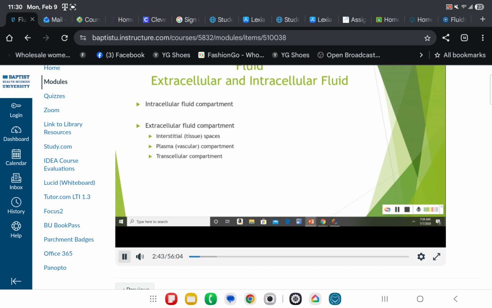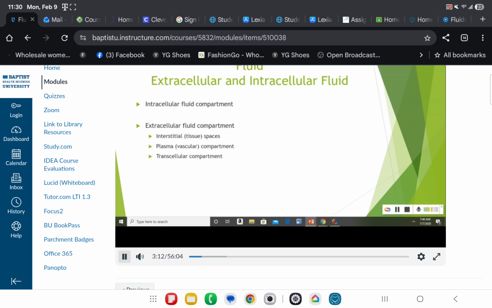Another type of ECF fluid is your interstitial fluid or your tissue fluid. This is the fluid that's found in the small spaces between the cells. We'll talk about this particular type of fluid a little more when we talk about edema, because edema is excess fluid in your tissue spaces. Plasma is also a type of ECF fluid.